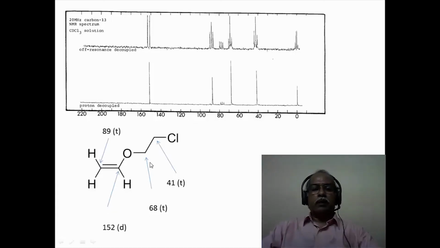The remaining two carbons come at 68 for the carbon attached to oxygen and 41 for the carbon directly attached to the chlorine. So this will be the oxygen CH2 and this will be the chlorine CH2. So essentially this satisfies the spectral data. The IR essentially tells that this is an unsaturated compound containing only a double bond, and then mass spec tells us the fragmentation pattern. Chlorine is present in the system, as well as the vinyl ether fragment is very clearly seen in the mass spectrum.